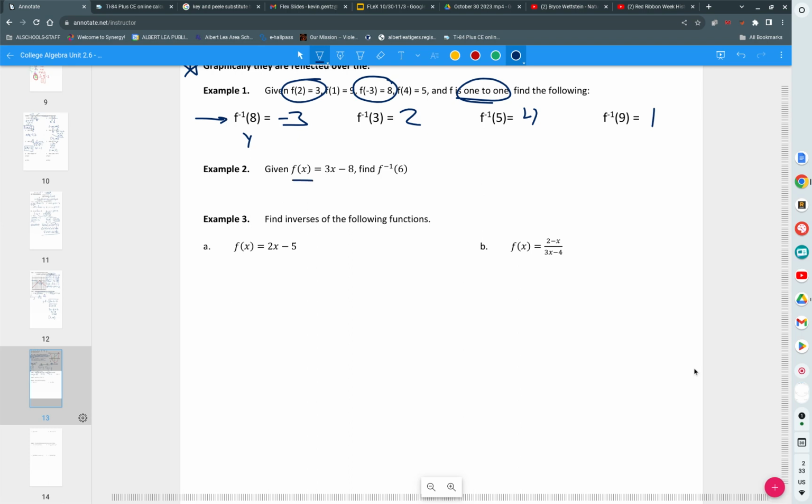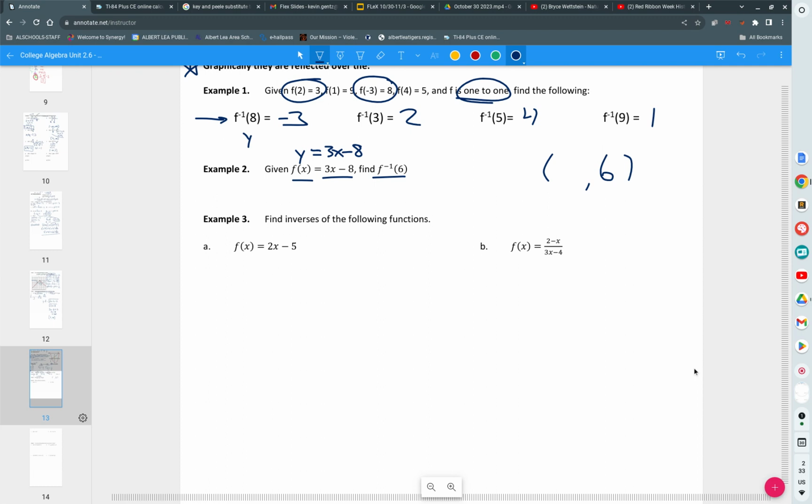It says f of x is 3x minus 8. Find f inverse of 6. Is 6 the x value or the y value? It is the y value. We're trying to determine the x value. So notice that my function says y is equal to 3x minus 8. Anybody want to have an idea for how I'm going to find the x value?